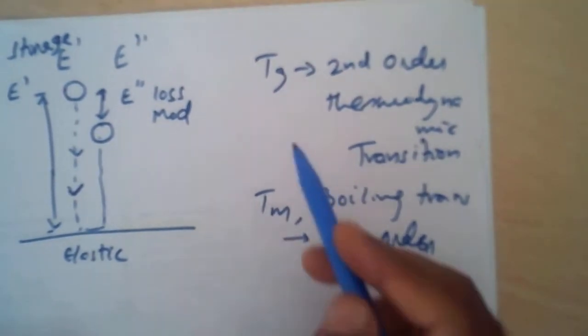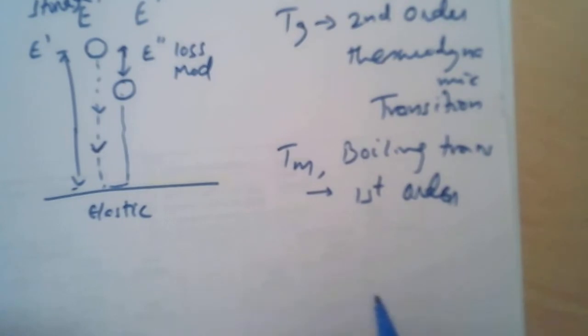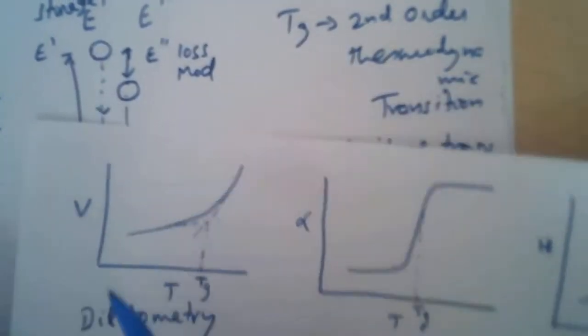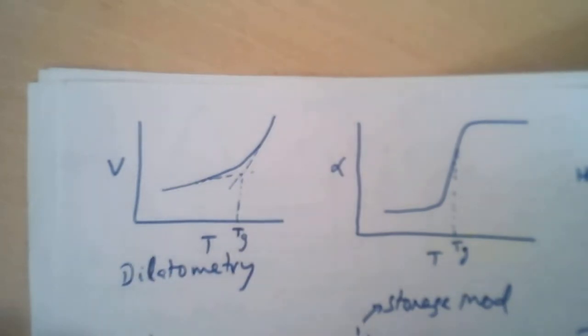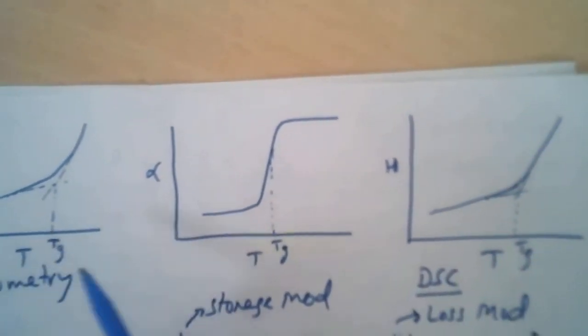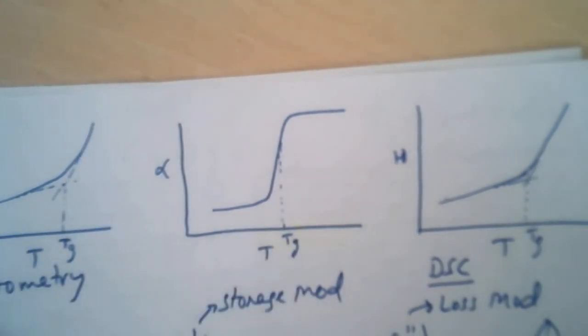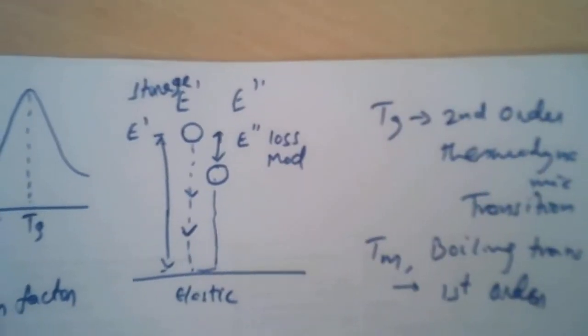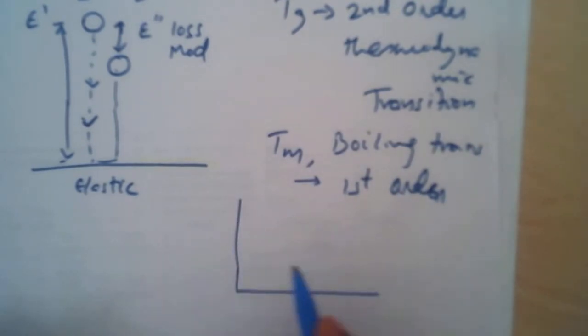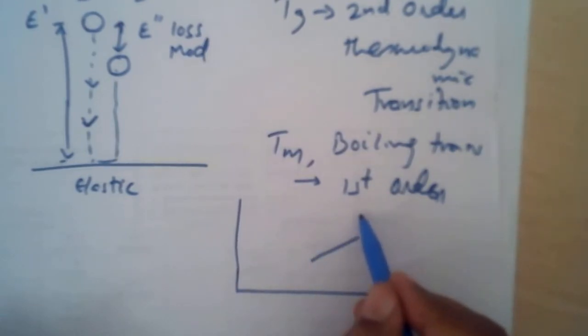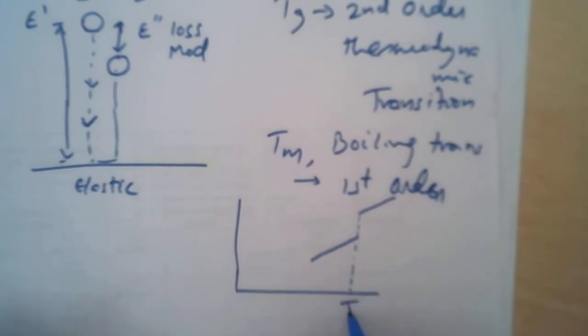So why is this so? Tg is a second order thermodynamic transition, because as we saw in the previous case, when you plot the volume as well as the enthalpy, both show only a change in slope, whereas in case of melting temperature or the boiling temperature, with respect to temperature, there will be a discrete change in the volume.